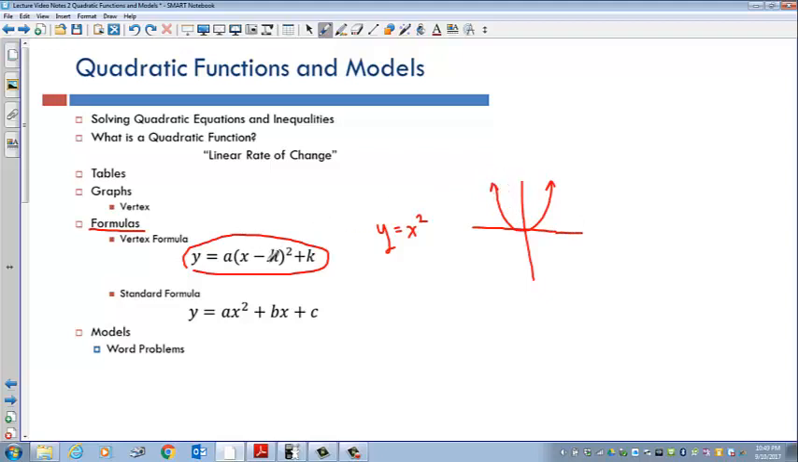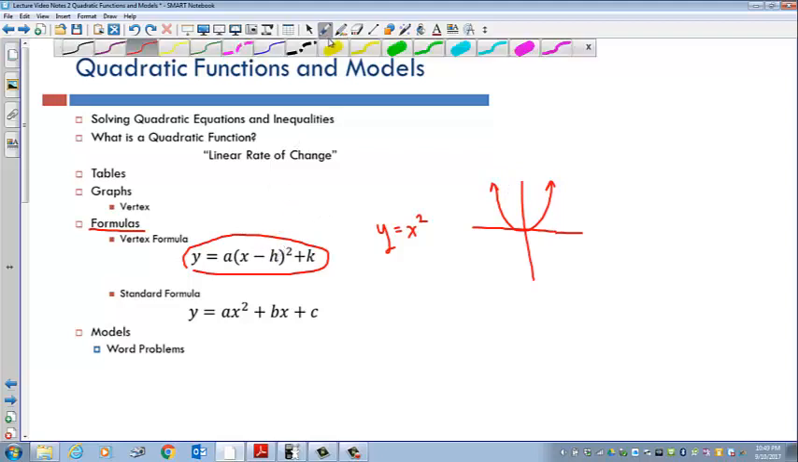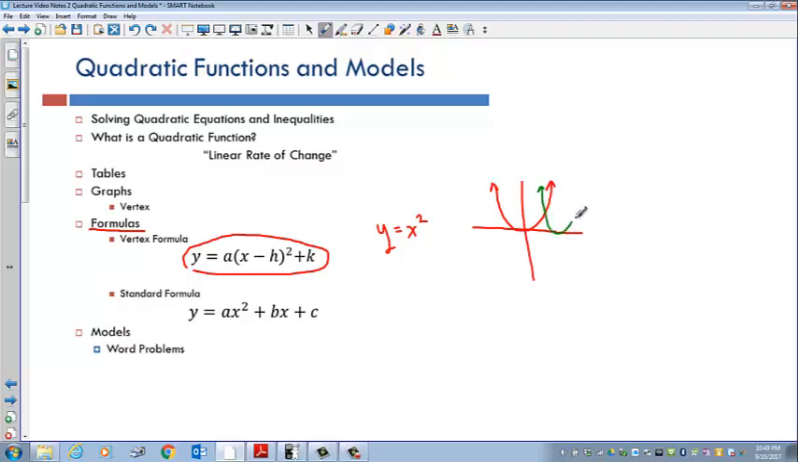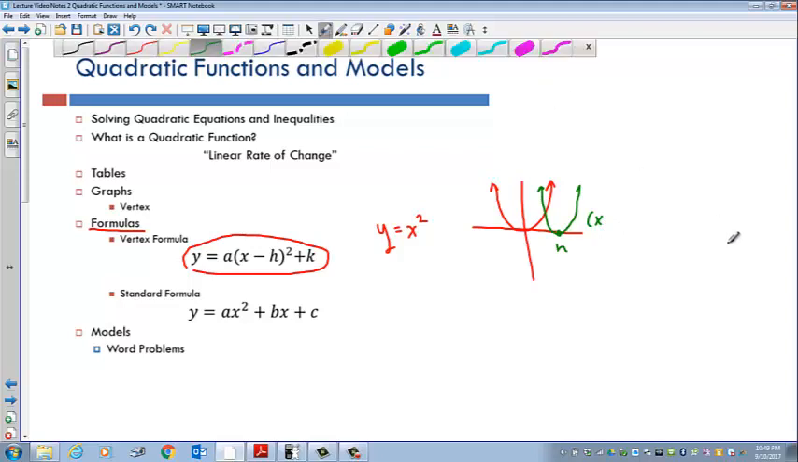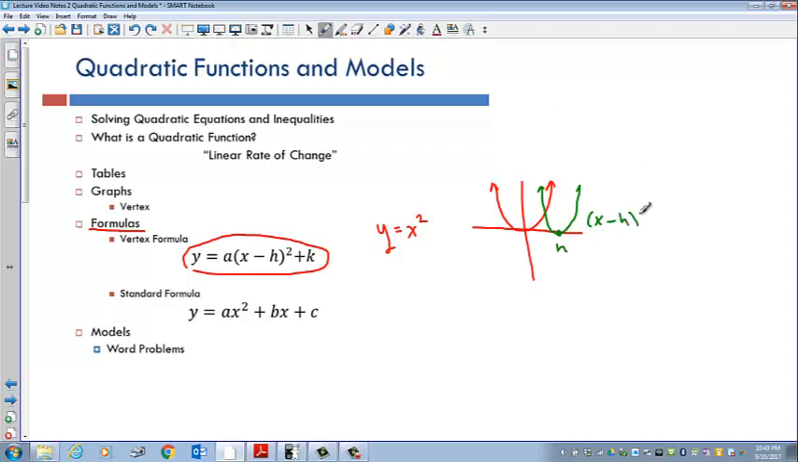and you subtract h from it, that is actually a horizontal shift in the direction of h. Now h could be positive or negative, but let's assume it's to the right. So what that does is when you do x minus h, it takes you right here to h. So that's x minus h, (x minus h) quantity squared.